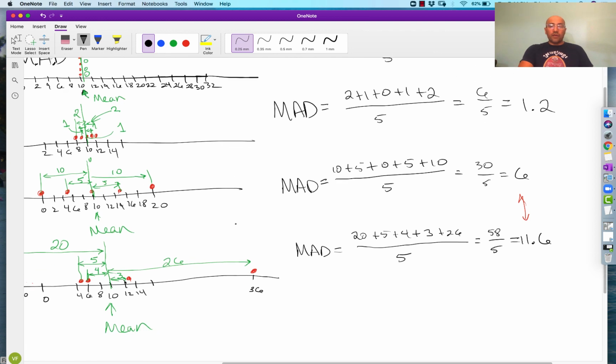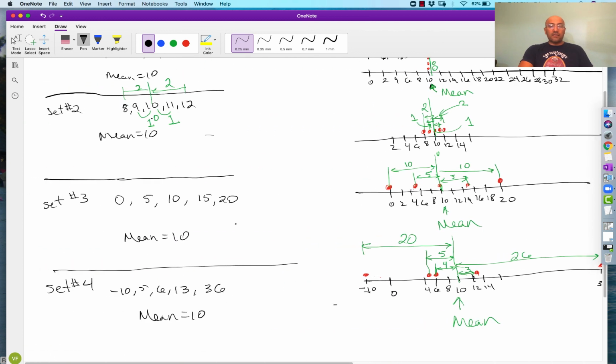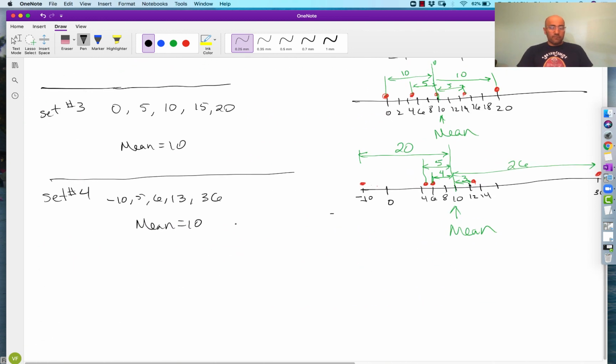If I told you there's this new set number 5, and it's got a MAD score equal to 50, right away I know it's going to be very spread out. Very spread out in relation to its own mean, wherever that is. Good, good, good.